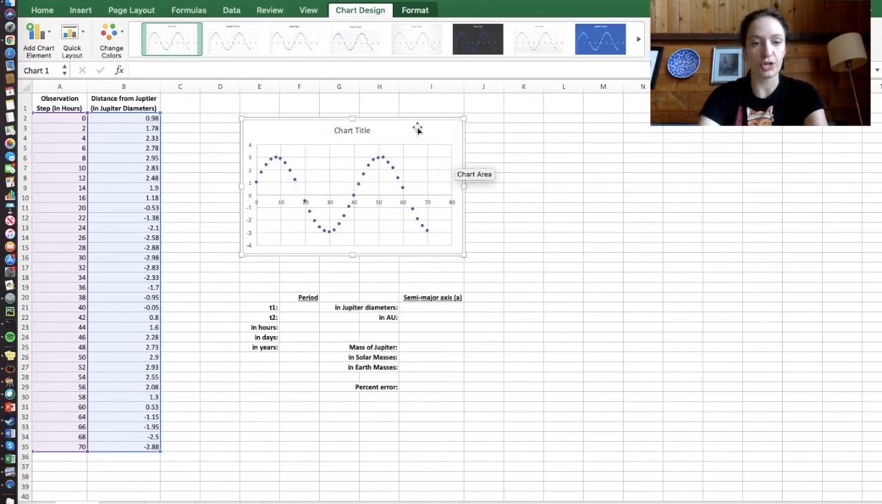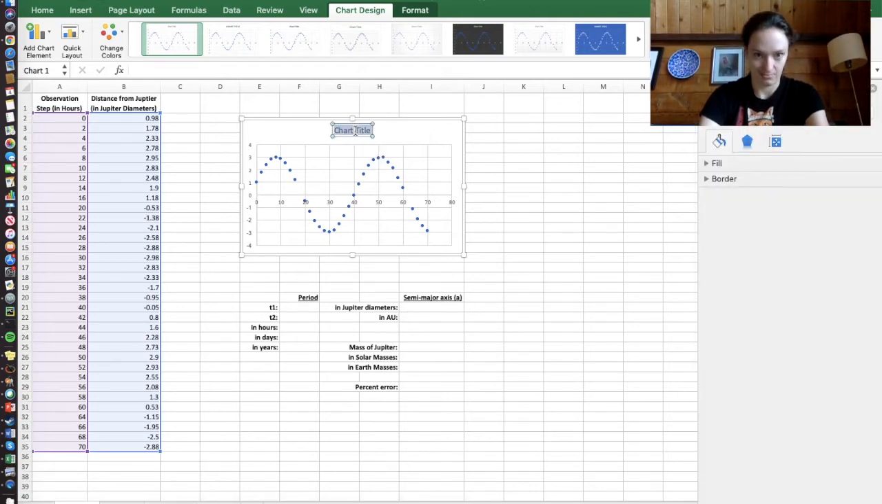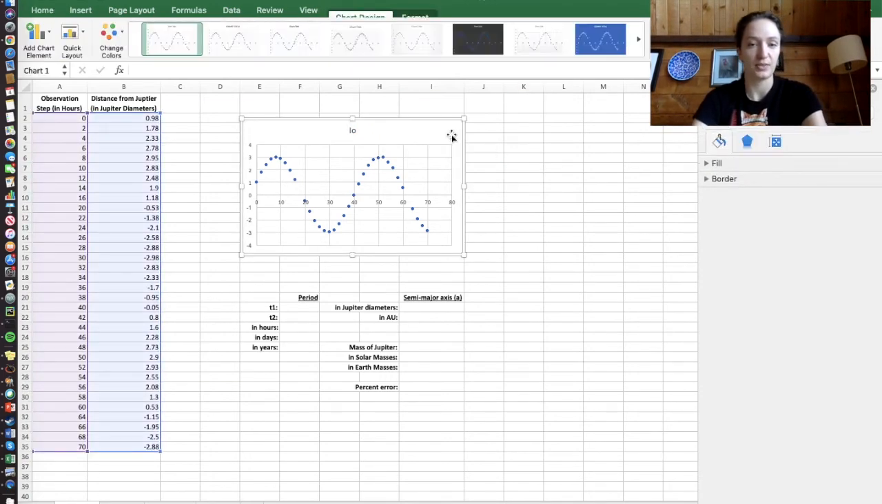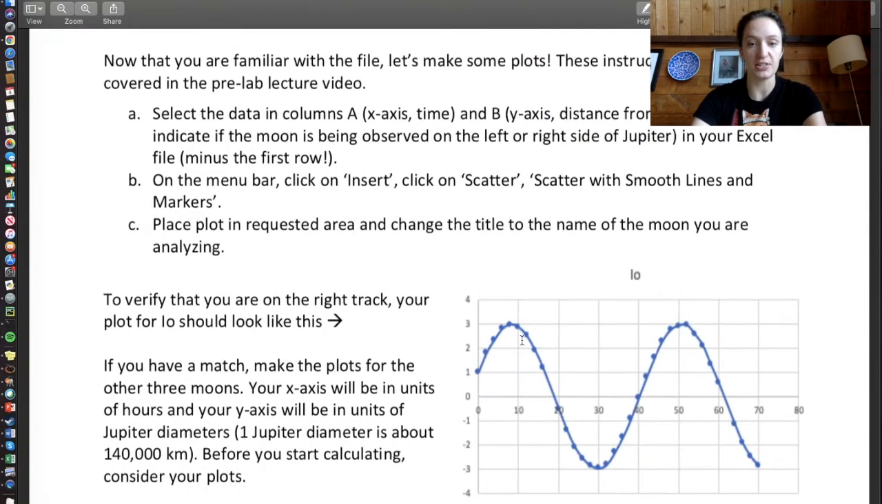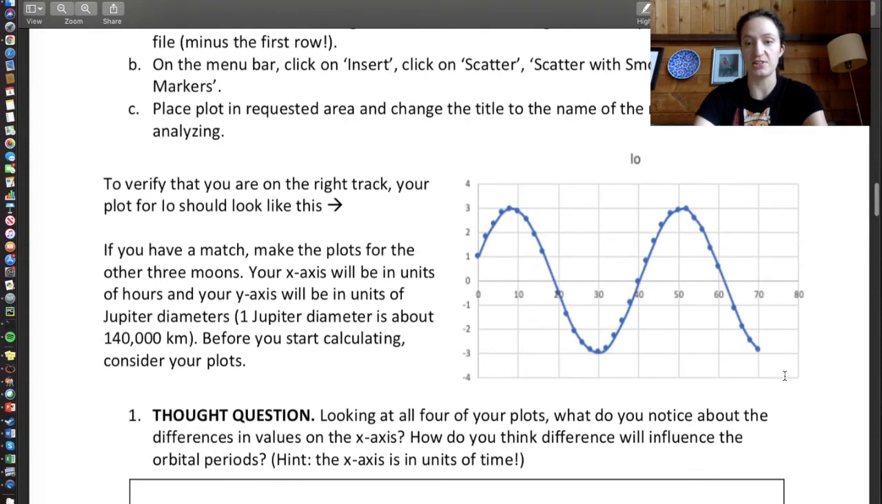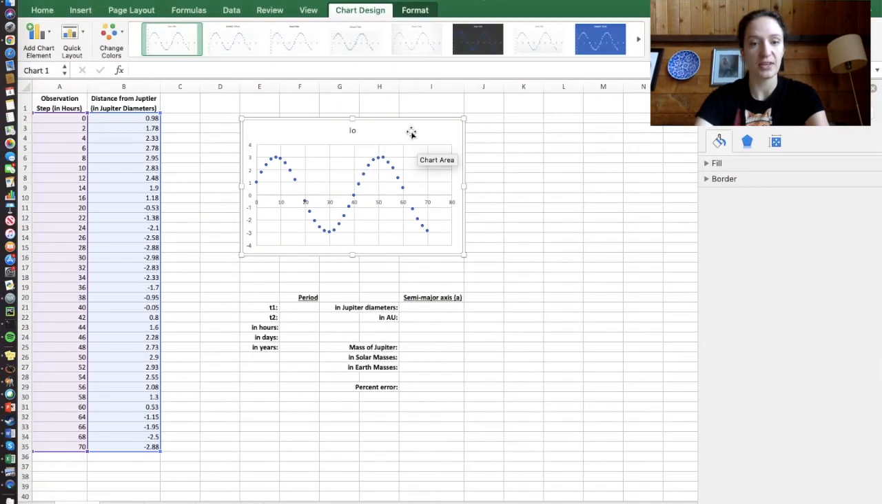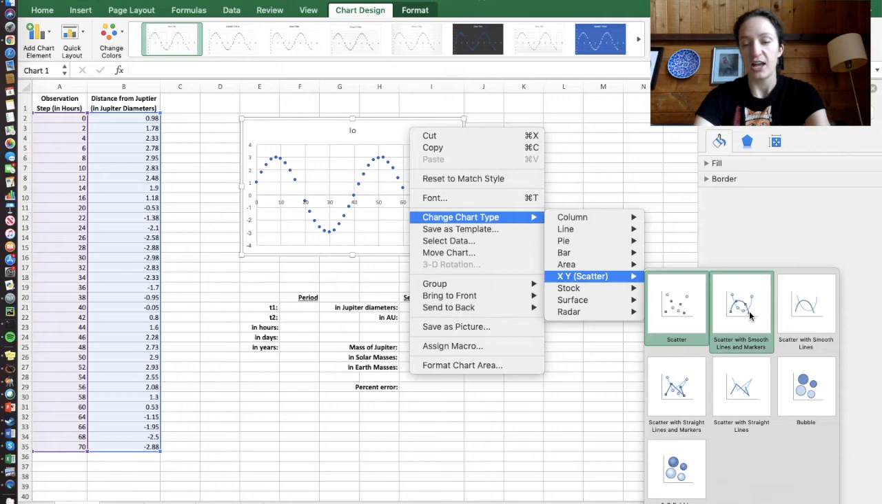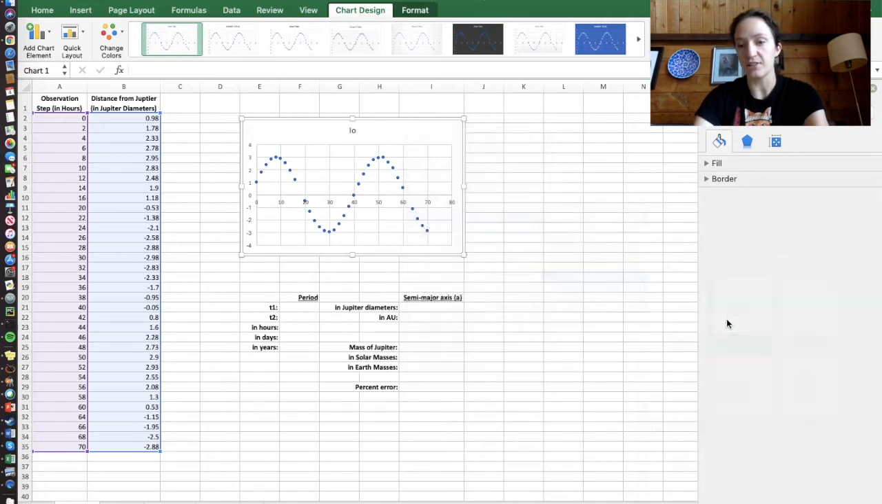You then want to move your chart up here so that it's not blocking any of this text. And then I'm going to rename it Io, because that's the moon I'm doing right now. To get the exact kind of plot you're looking for, because the lab shows a plot with a nice line connecting all of it, you're going to right-click on your plot, click Change Chart Type, do an XY scatter, and click Scatter with Smooth Lines and Markers. Boom, done.